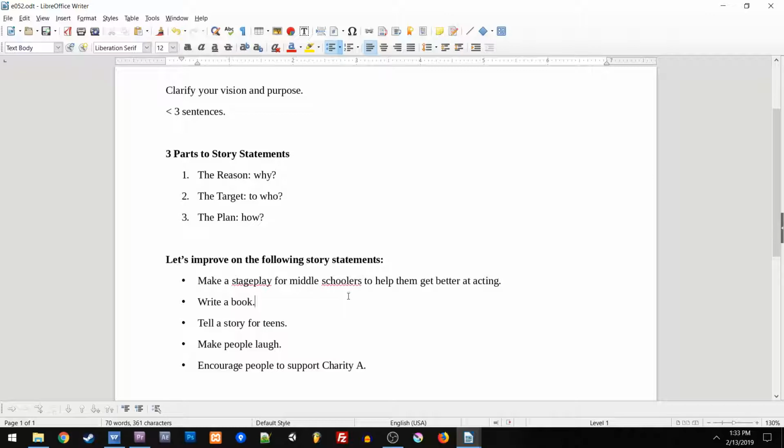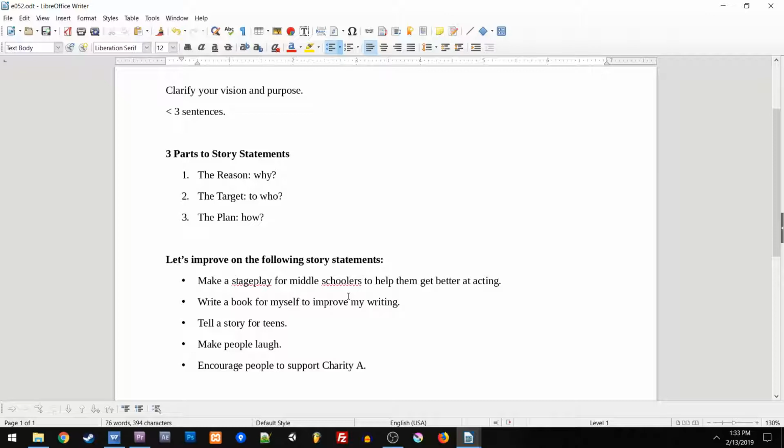So our second example is "write a book," which a lot of people want to do. Well, why do they want to write a book? Again, this is the plan, the how, but there's no reason and there's no target. So this could be, in some cases, literally to improve your writing. So: write a book for myself to improve my writing.